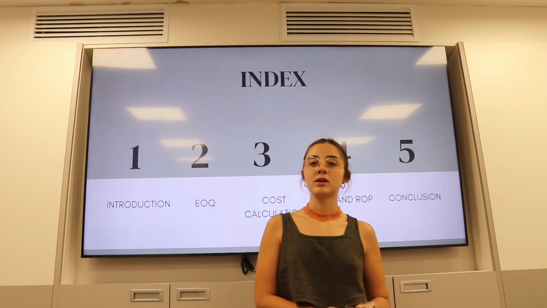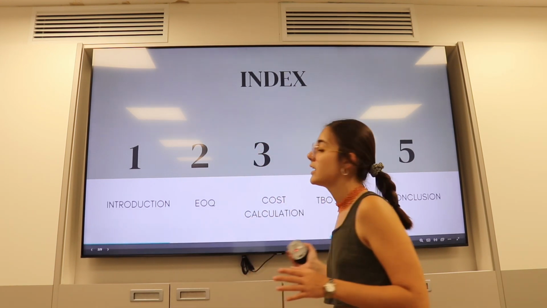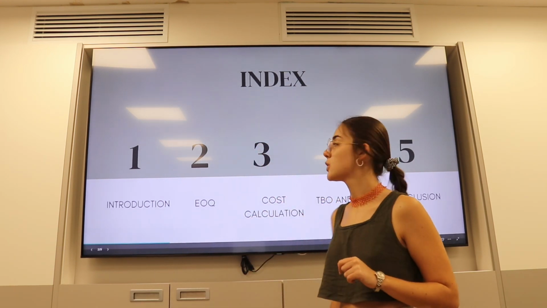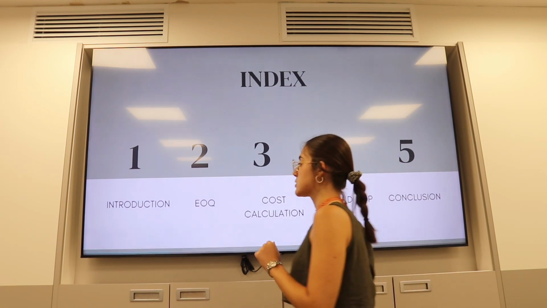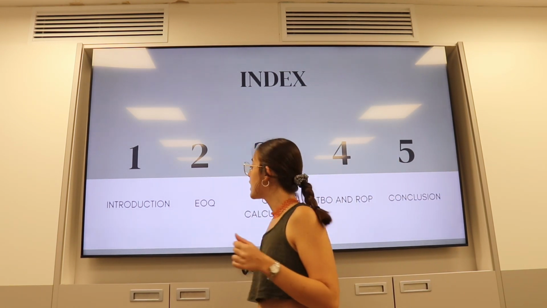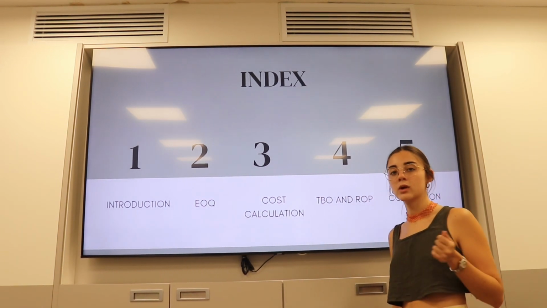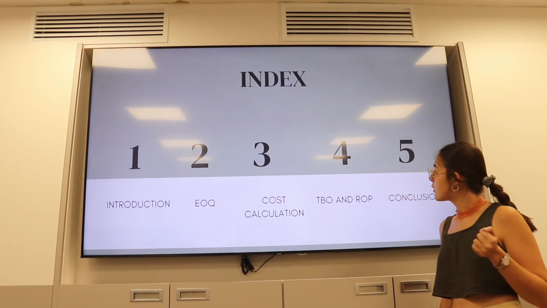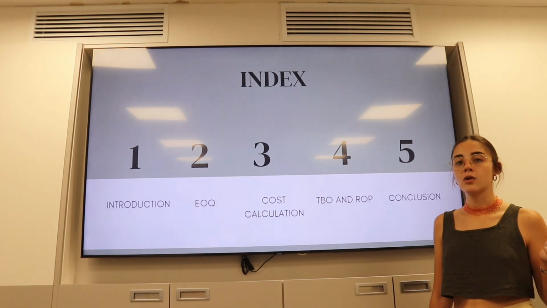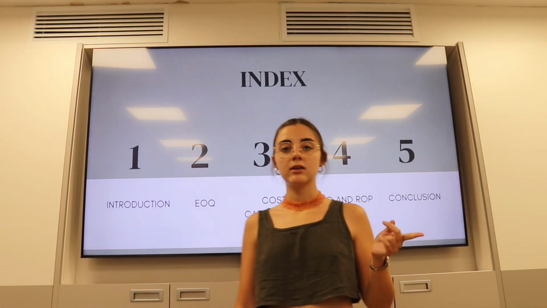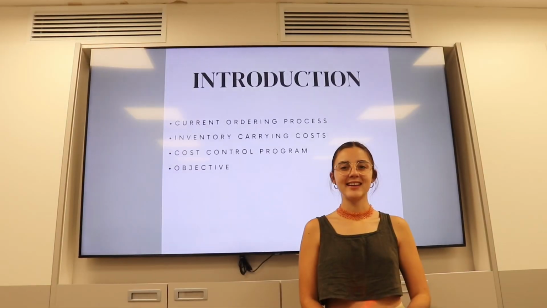Okay, now I'm going to tell you about the index we are going to have. First of all, I'm going to explain the introduction, then the EOQ, then the cost calculation, fourth, TBO and ROP, and to finish, the conclusion.